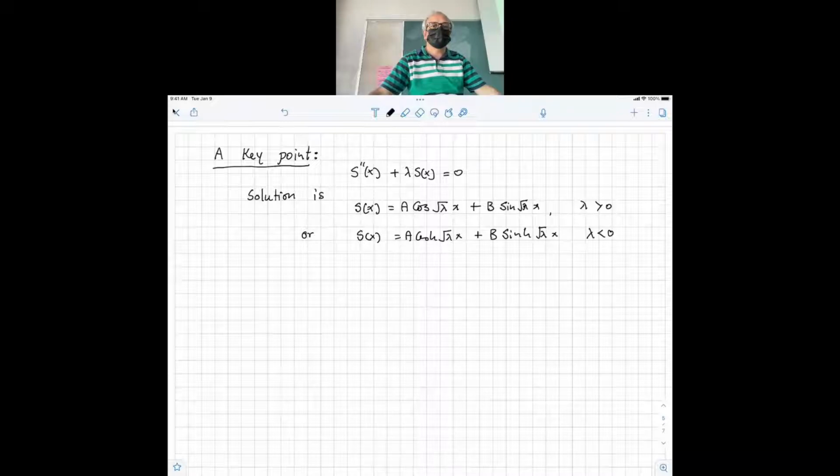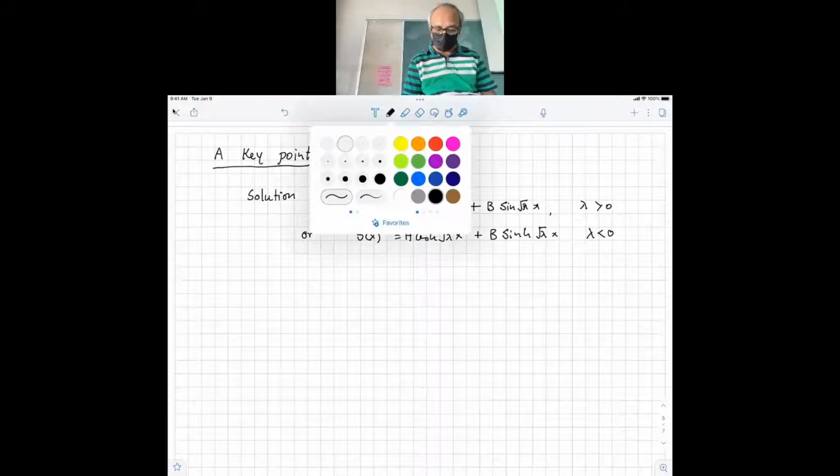So it has solution in two forms: cos and sine if lambda is positive, and cos hyperbolic and sine hyperbolic if lambda is negative. And generally we are not dealing with lambda negative when we are solving linear PDEs. Lambda negative means the solution kind of blows up. So we are not much worried about the second solution. Okay. So today we are going to do some working.